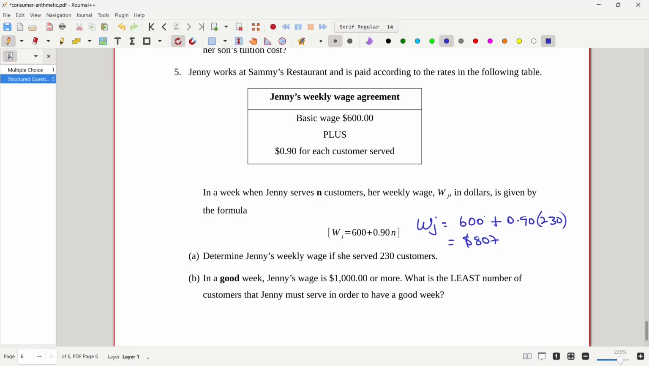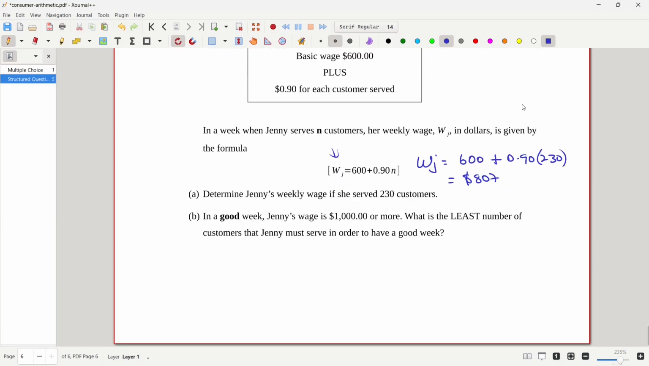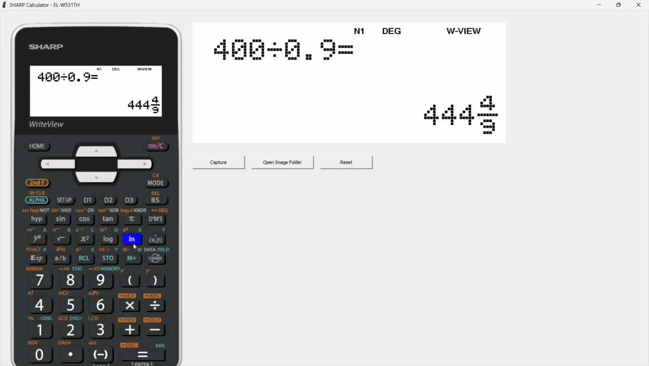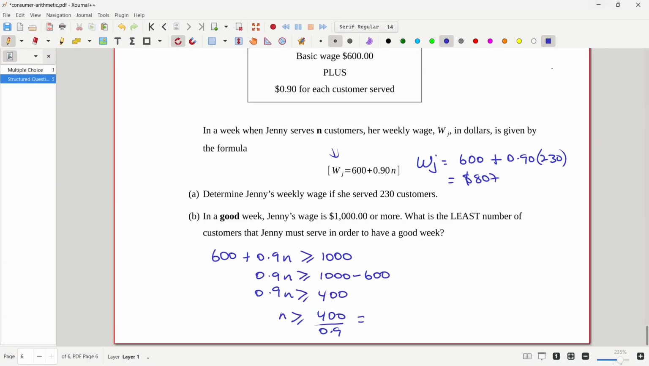In a good week, Jenny's wage is $1,000 or more. What is the least number of customers that Jenny must serve in order to have a good week? Well, that's simple. We need the wage to be greater than or equal to $1,000. So I'm going to say 600 plus 0.9n must be greater than or equal to $1,000. All right, so we say that 0.9n must be greater than or equal to 1,000 minus this 600, which means that 0.9n is greater than or equal to 400. Next, we say n must be greater than or equal to 400 divided by 0.9, which is 445 customers.